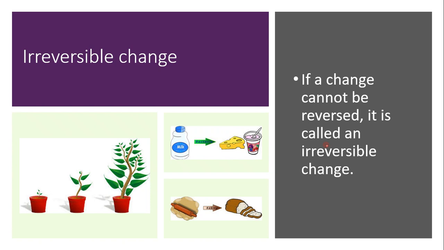Next, irreversible change. If a change cannot be reversed, it is called an irreversible change. For example, keep a seed inside the pot. If it grows again, it can be a small plant. No, it won't be a seed again.